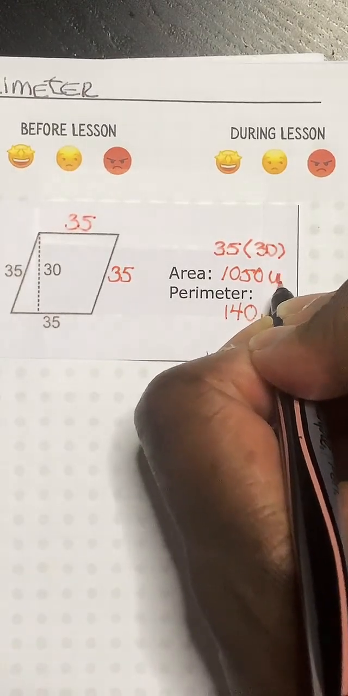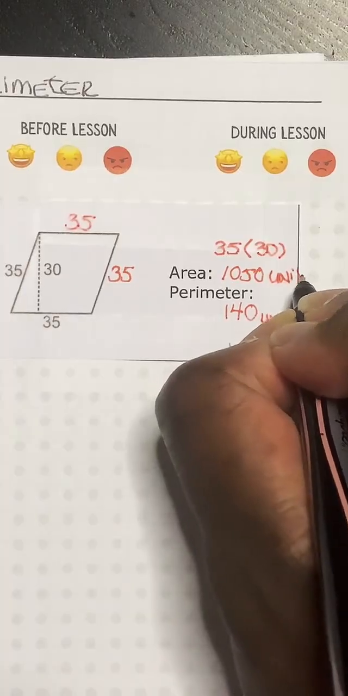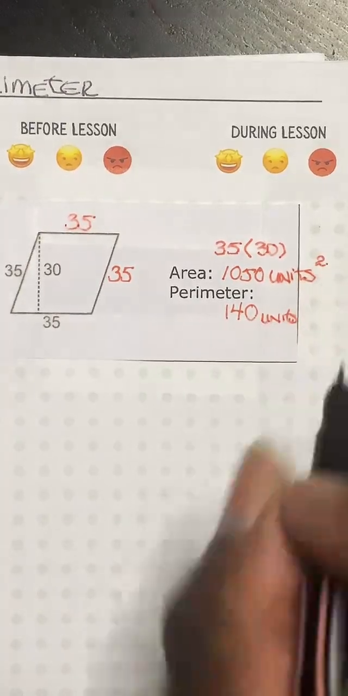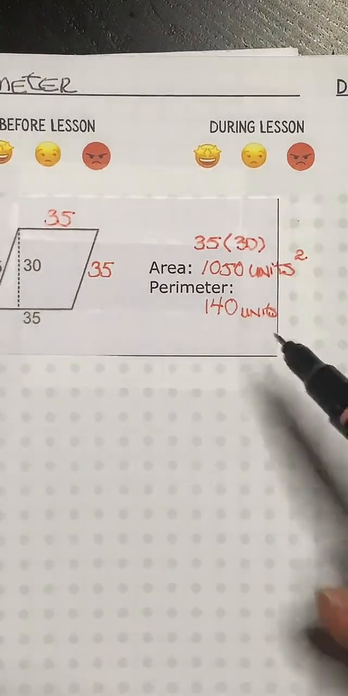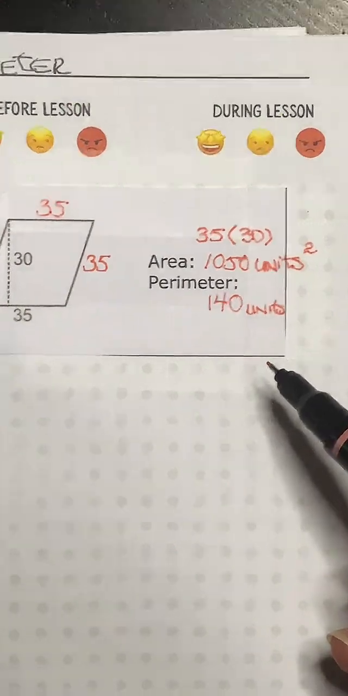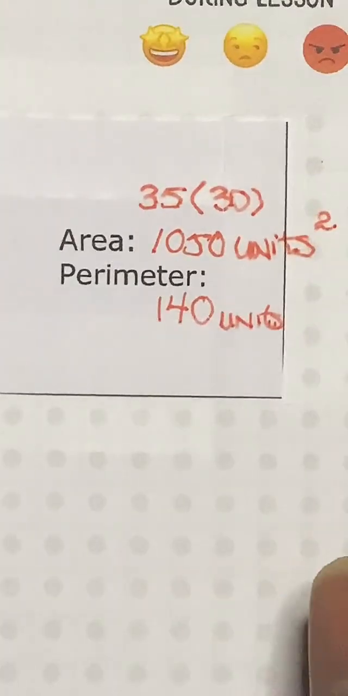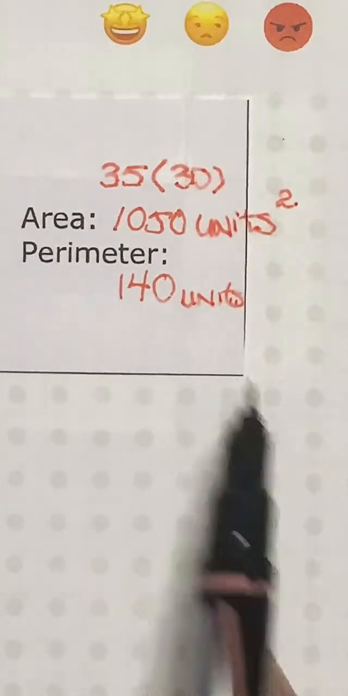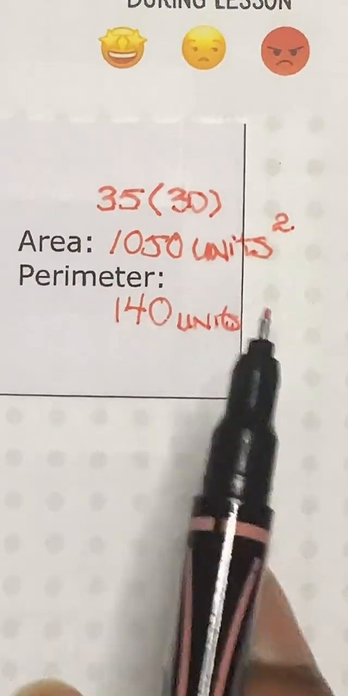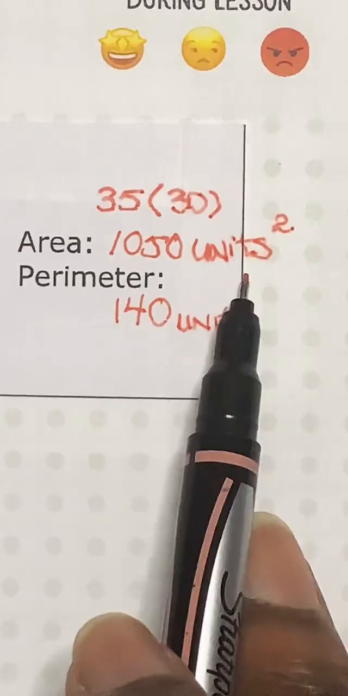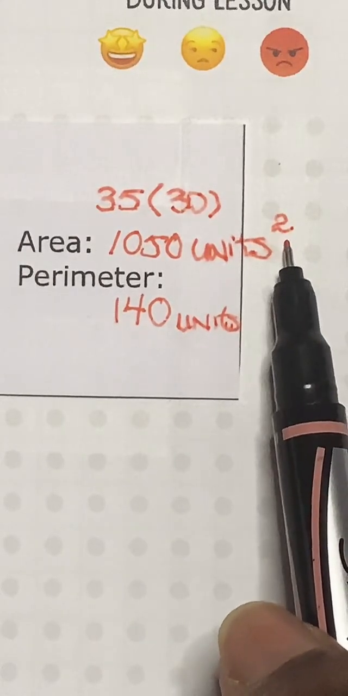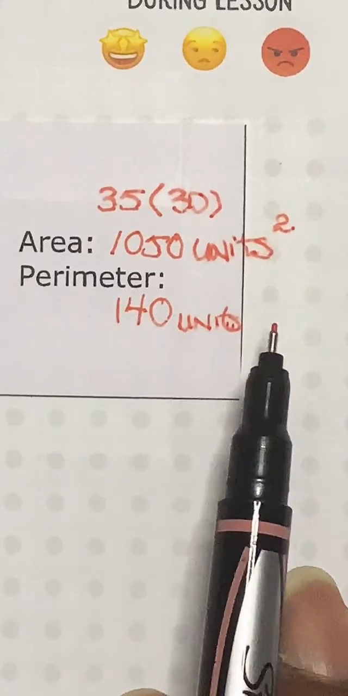Okay, so 1,050 units or squared units. Notice the difference, okay? When I'm just doing the perimeter, I'm just writing the units because I'm just adding all my sides up. But when I'm doing the area, I have to square my units. So this is something that you can look at.